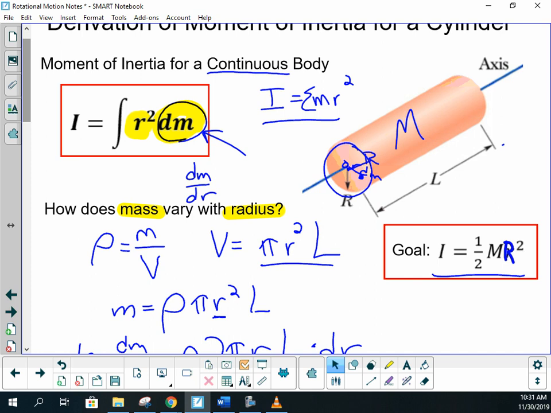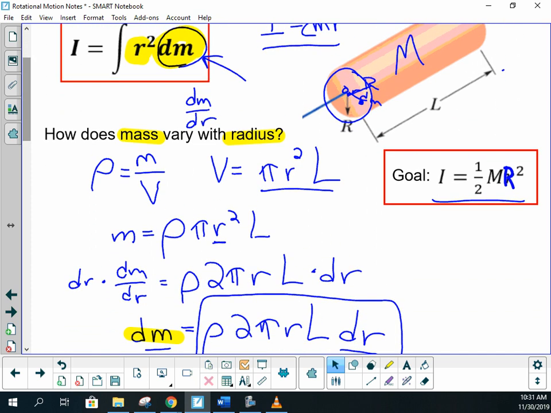Okay, so we come back and we use our density formula. We take our density for our cylinder and rewrite it in terms of little m and little r, and we took the derivative of it so that we could figure out how mass does indeed vary with radius. That's what dm/dr really means. How does the mass vary with radius? And so when we solve for our dm, then we can substitute that back into our integral, and that allows our variables to match.